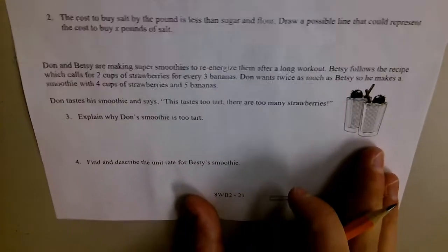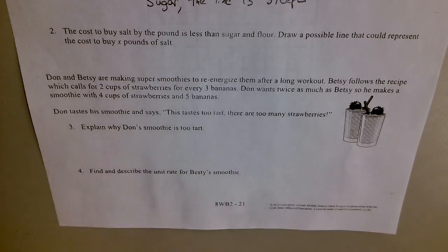Okay, going down to Don and Betsy making some smoothies here. So they're making some smoothies to re-energize them after a long workout. Betsy follows the recipe, which calls for 2 cups of strawberries for every 3 bananas. Don wants twice as much as Betsy, so he makes a smoothie with 4 cups of strawberries and 5 bananas. But Don says his smoothie is too tart. There's too many strawberries in his smoothie. So explain why his smoothie is too tart.